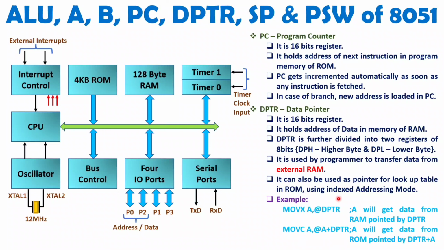So MOVC is there in terms of indexed addressing, right? So that is how DPTR is working.